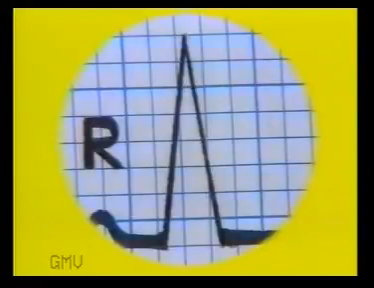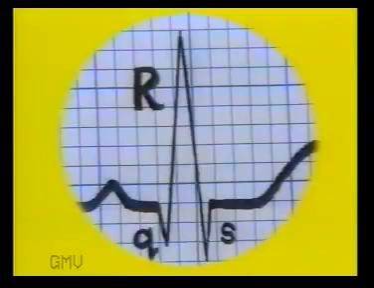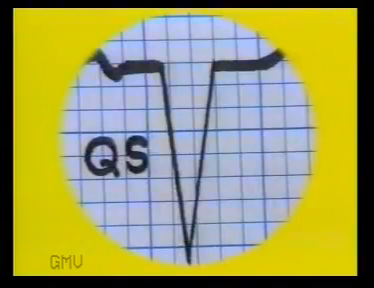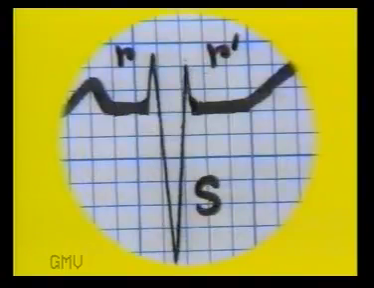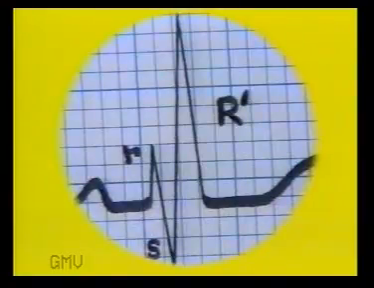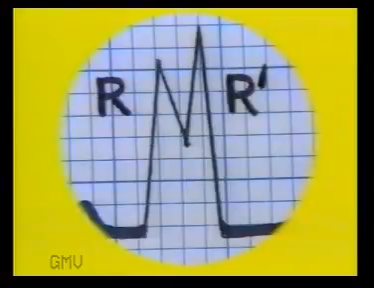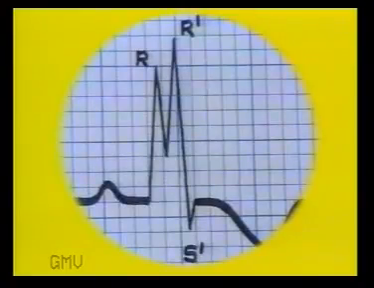This is an R pattern with no Q wave, no S wave. In this complex we see a small Q wave, a tall R wave and a small S wave, a QRS complex. And in this complex there is only a downward deflection, no R wave. We do not know whether it is a Q wave or an S wave, so it is termed as QS complex. This is an RSR dash with a deep S wave. This is an RSR dash with a tall R dash wave. This is an R dash pattern, and this is an R dash S dash pattern.